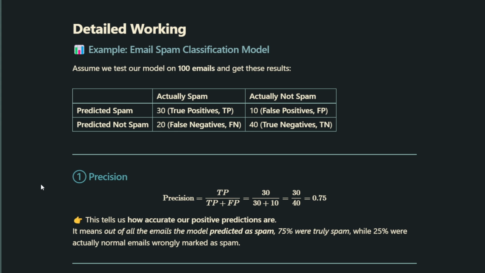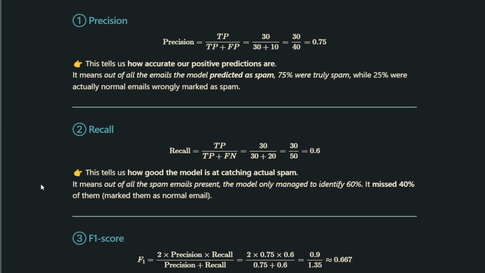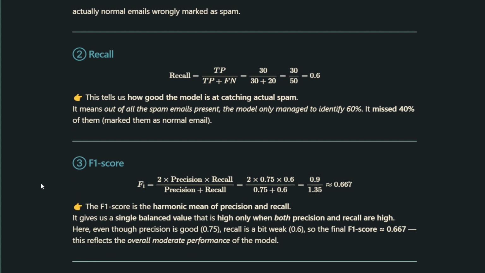Now let's calculate the metrics step by step. First, precision. TP / (TP + FP) = 0.75. This means out of all the emails flagged as spam, 75% were actually spam, while 25% were wrongly flagged. Second, recall. TP / (TP + FN) = 0.6. This means the model only caught 60% of the real spam emails, so it missed 40%.